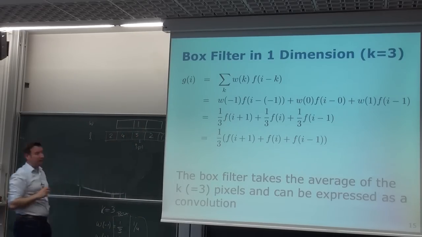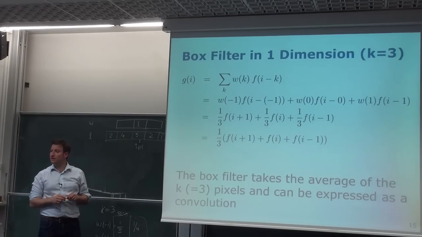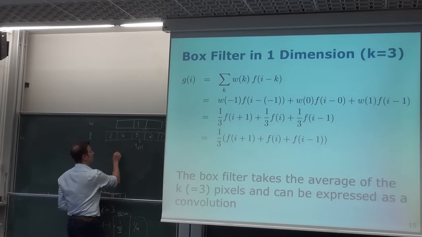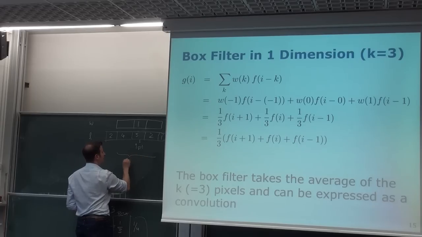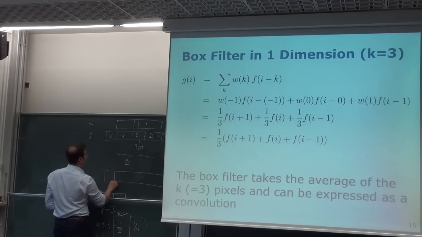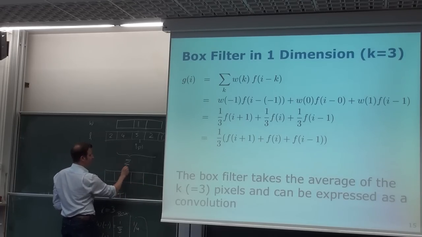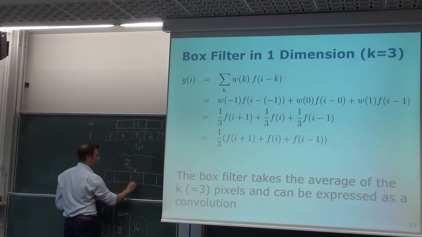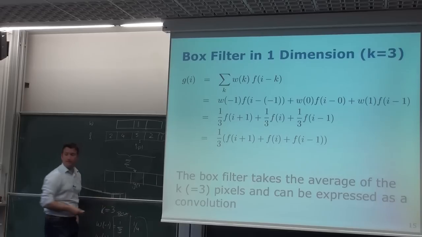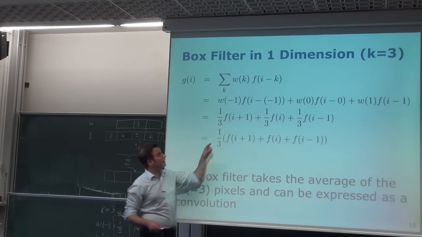This is my function W. And now I need to put the corresponding values for W in there. I need to take those values, compute the sum, and this sum then gives me the output value G of I. If I do that, I need to take a little bit of care about the sign.